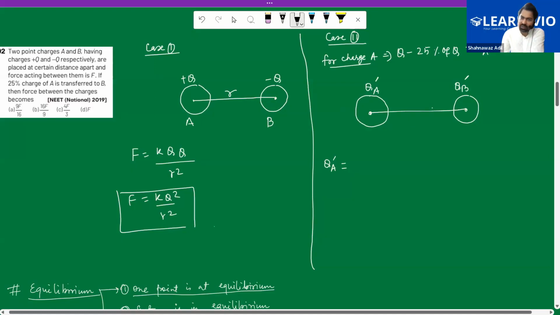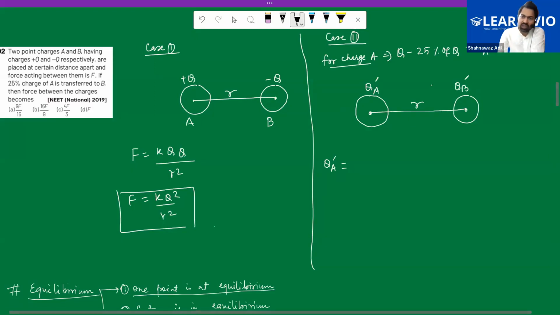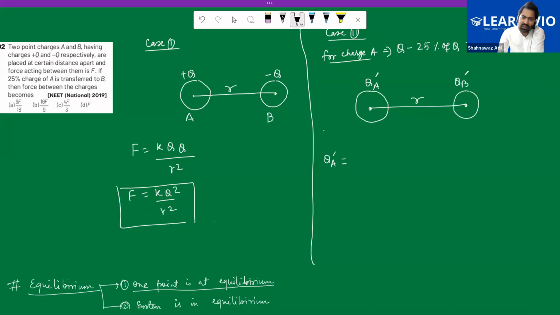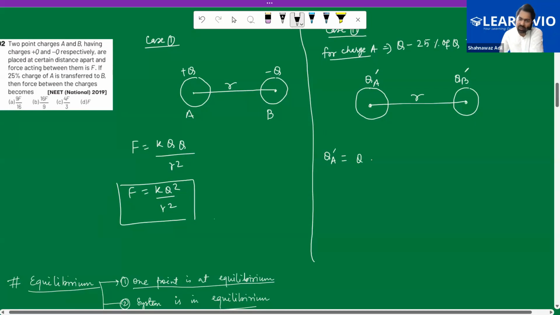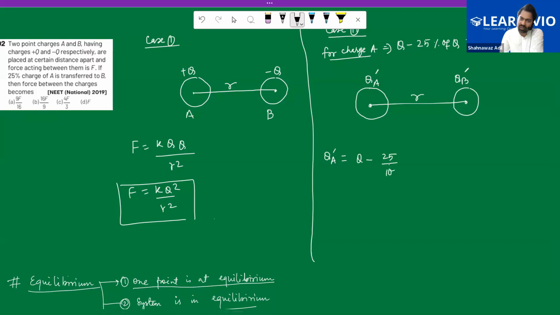Separation is same. This has not changed. So then what is this A prime? That is Q minus 25%, which is 25 by 100 of Q. So Q minus Q by 4, that is 3Q by 4. So this is the new charge on A.